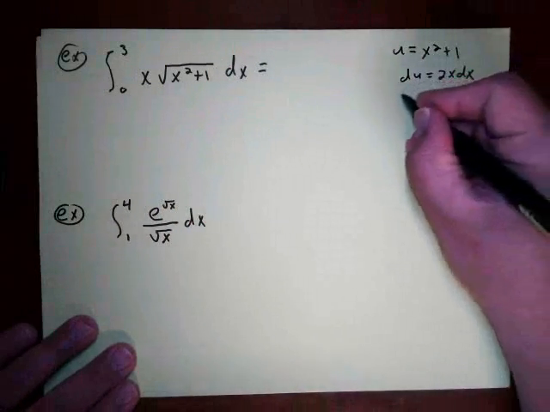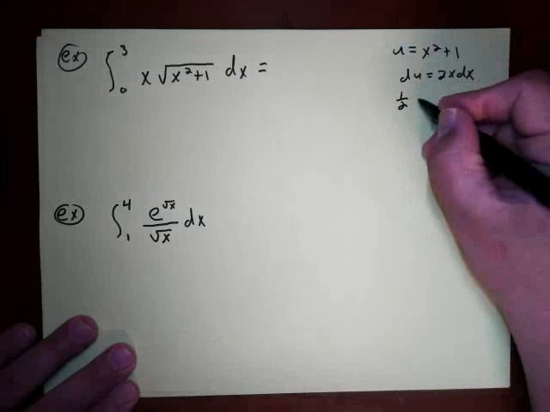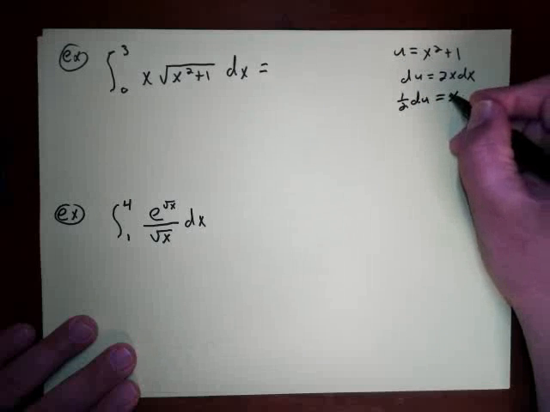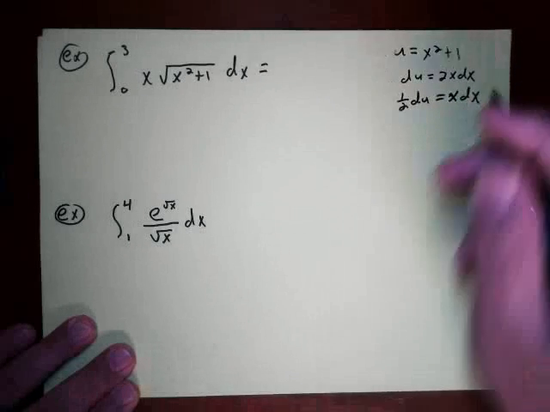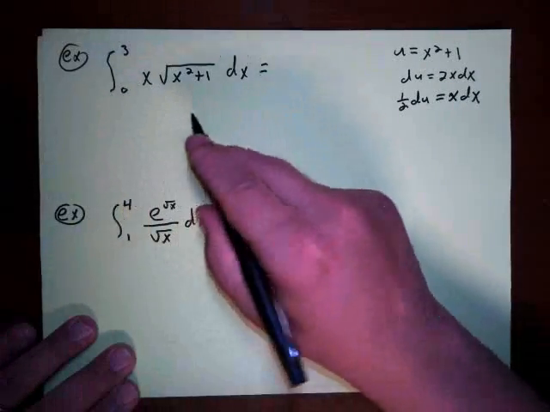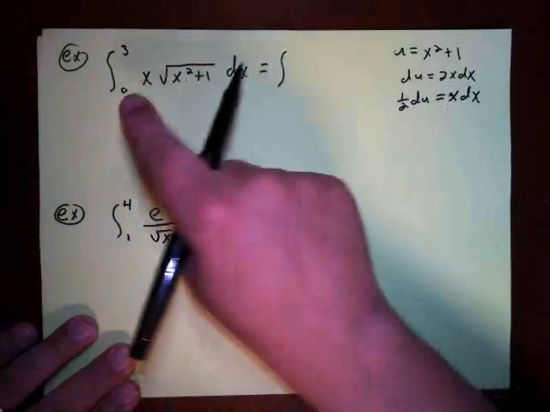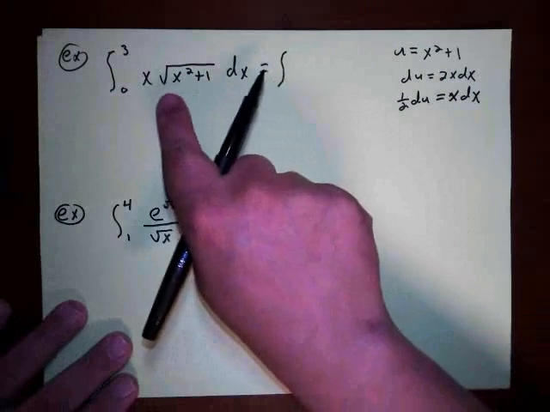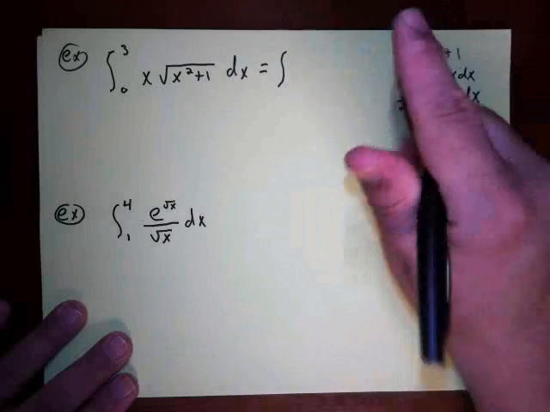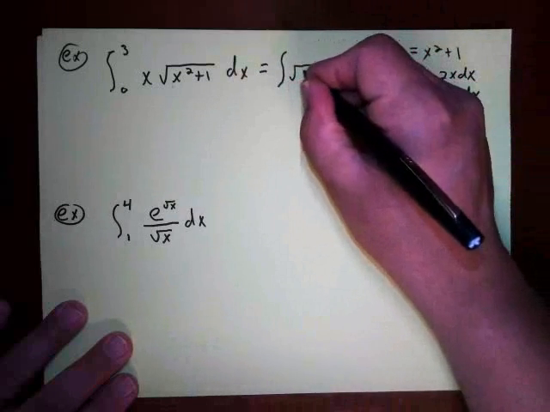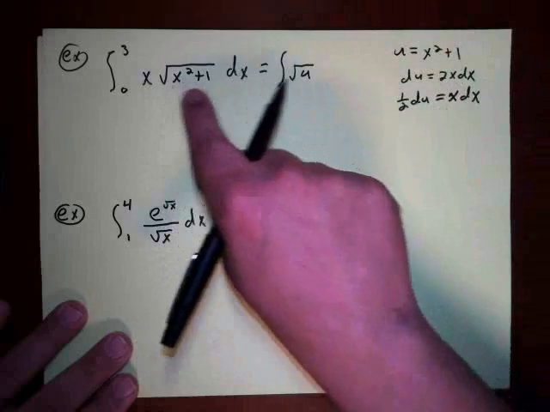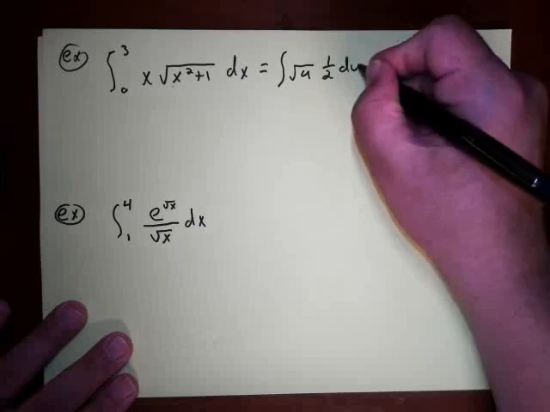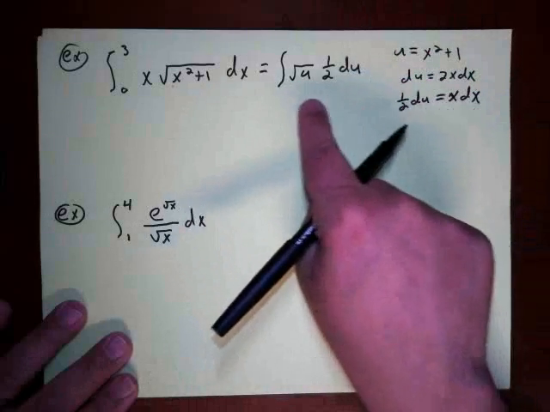And so I'm going to substitute the x dx in for du. So I'm going to need to move that 1/2 to the other side. So 1/2 du is equal to x dx. Okay, so now I'm going to place things in here. So just wait on those limits for a second. So in for x squared plus 1, I get to put in u, so I get the square root of u. And then in for the x dx, I put in 1/2 du.